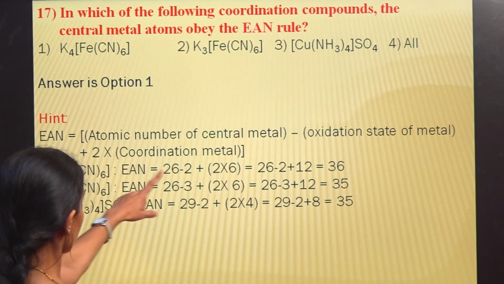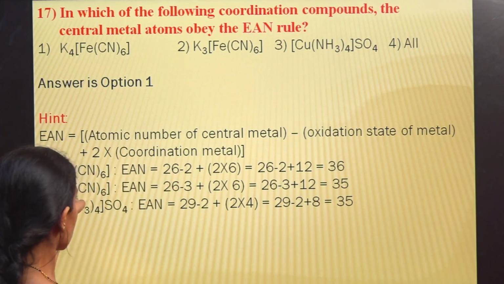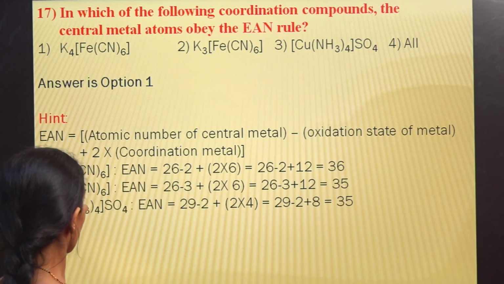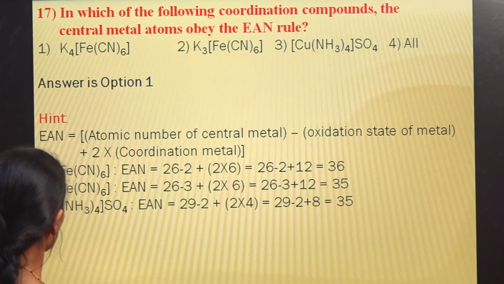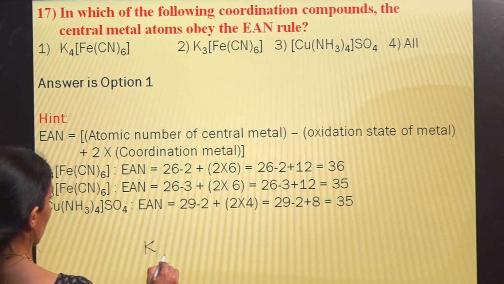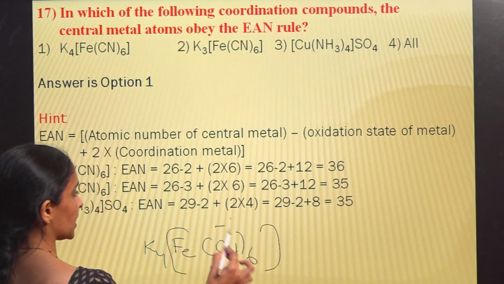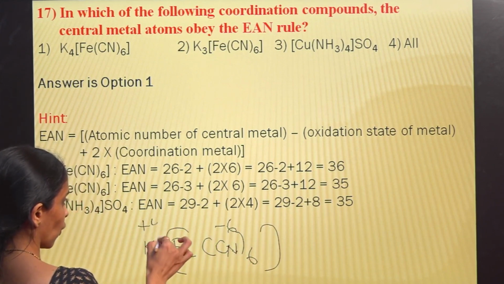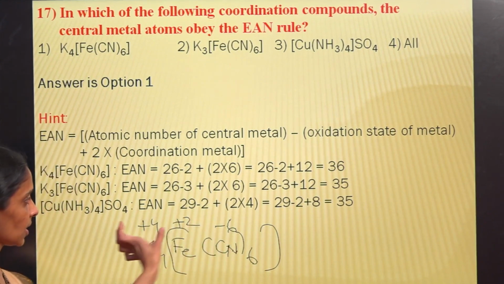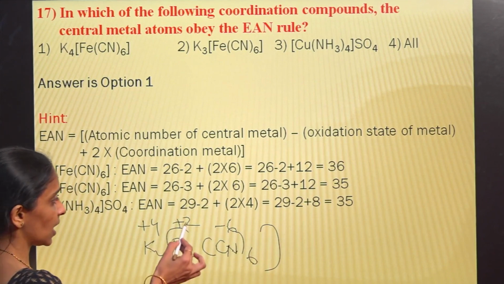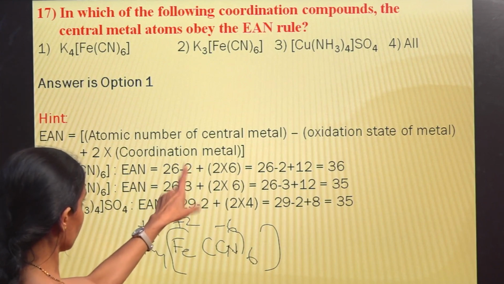Look at the first complex. Iron is the central metal. Its atomic number is 26. And if you look at its oxidation state, it is 2. Iron is present in +2 form here. Okay. You have K4[Fe(CN)6]. This is -6. This is +4. So, iron should be +2, is it not? To have a neutral complex, +6, -6. Neutral agbekidre, iron should be +2. So, oxidation number of iron is 2 here.